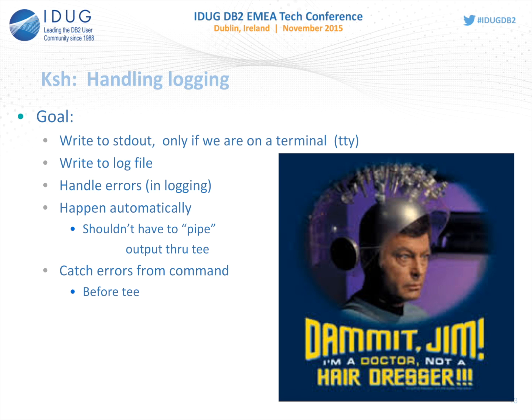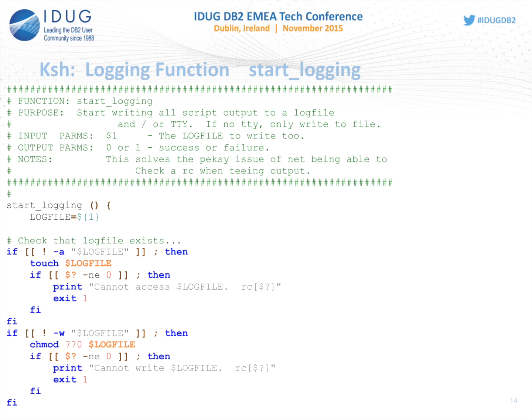And I don't want to have to screw around with it because, you know, Monday morning or Friday afternoon, I'm going to run it and I'm going to screw it up. I want it to do the right thing automatically. And I want to solve that problem of being able to catch errors, because if I had to do something like tee, I wouldn't be able to catch the errors. So this is my little start logging function.